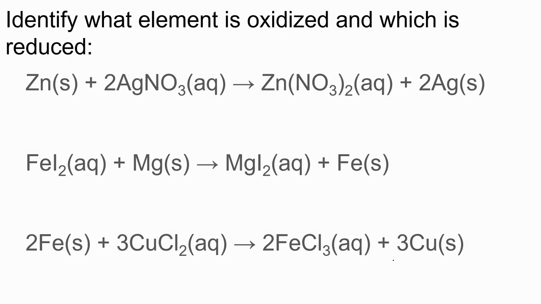Okay, let's look at some examples. Go ahead and see if you can figure out which one is oxidized and which one is reduced for each. You're always going to have one metal that is oxidized and one that is reduced.